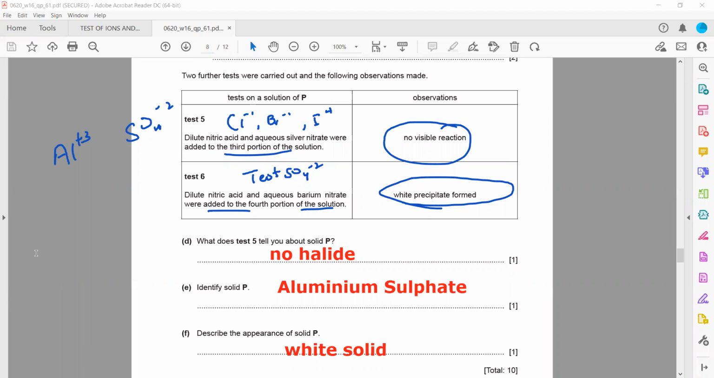Is it clear, this question? Yes, Mr. Clear.